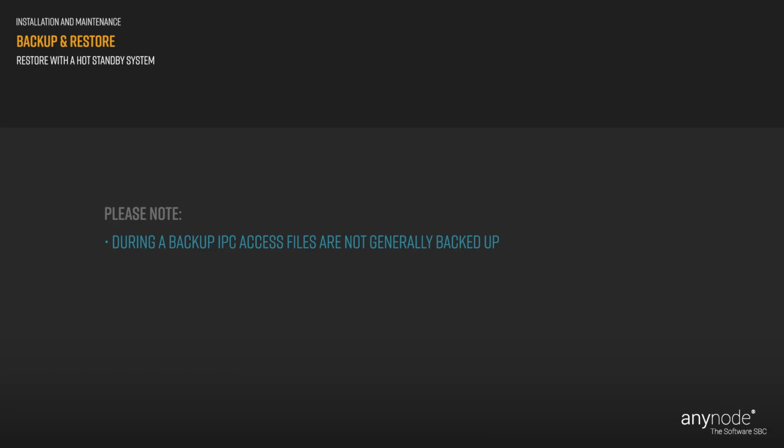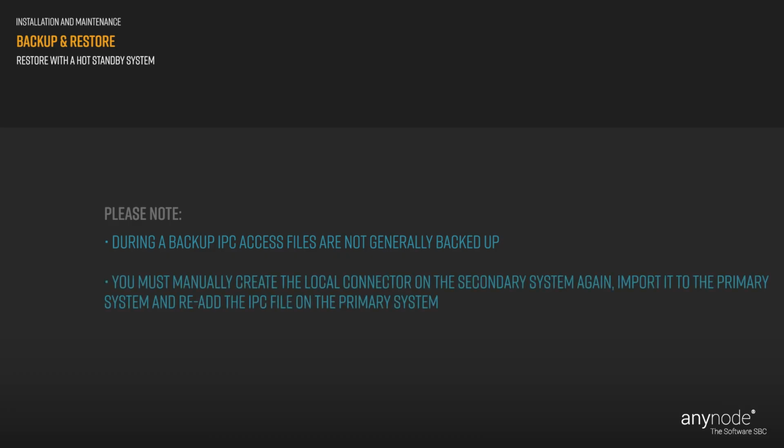During a backup, IPC access files, which contain private keys and information about which processes in anynode can access interprocess communication, are not generally backed up. Therefore, during a restore, you must manually create the local connector on the secondary system again, import it to the primary system, and re-add the IPC file on the primary system.